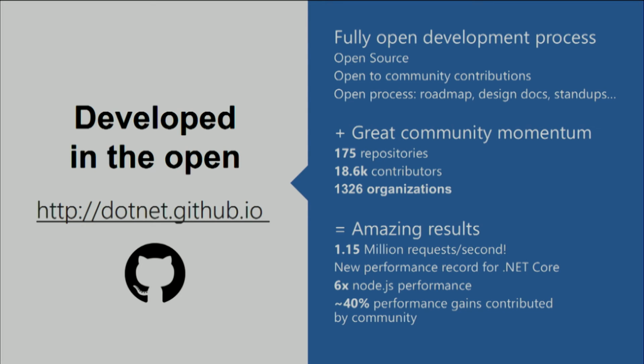And more than 1,300 organizations represented by those 18,000 folks. That's a lot of different organizations that are spending time working with us as stakeholders to make .NET better for everyone. And the results are amazing. Performance records have been broken for .NET Core. The new ASP.NET Web Server has 6 times better performance than Node.js, right? 40% of that performance improvement came from a community member, okay? That's tremendous about what we're doing with the community.